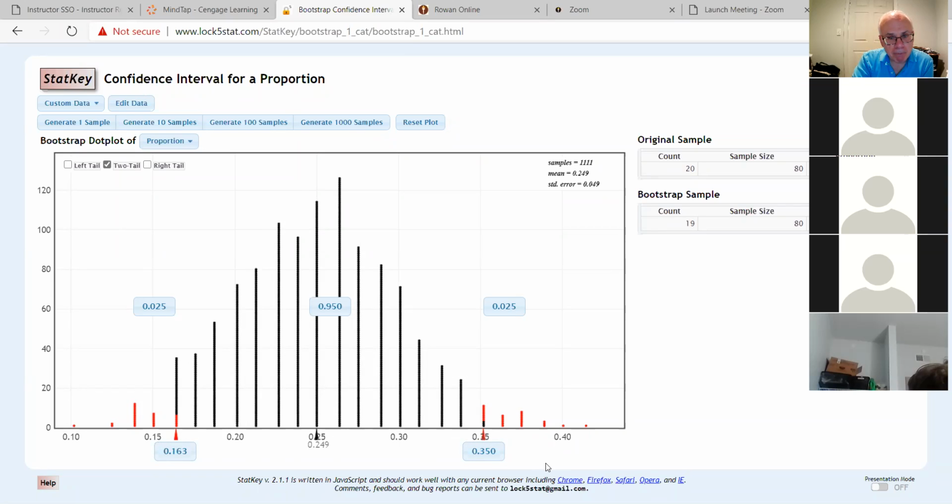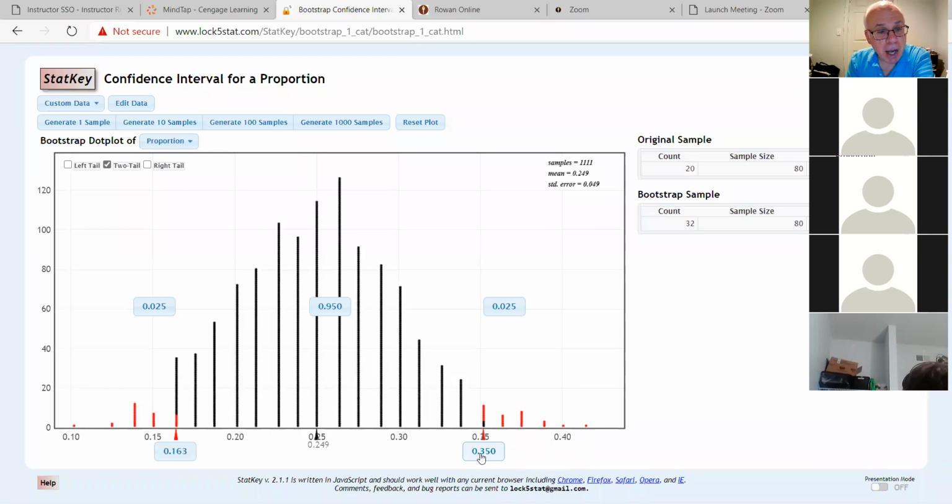Okay? And how does the computer come up with these numbers? If we want 95% here in the middle, that means 95% of the 1,111 samples will be these black dots, and 5% of them will be these red dots. 2.5% on the left, 2.5% on the right. All right, so that's how the computer figures it out. It's not that hard to figure out. So the answer is going to be these two numbers for this particular running of the StatKey plot.